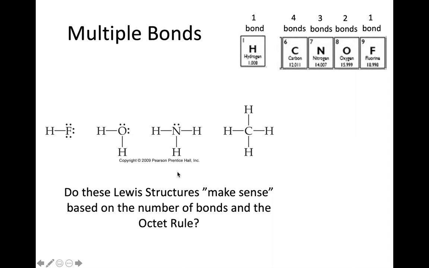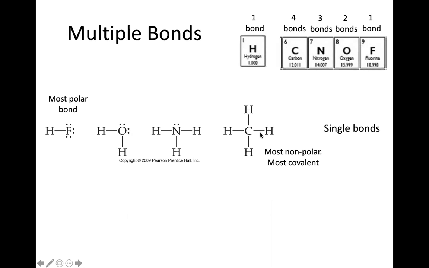If I look at each of these, they are all consistent. They all make sense with this simple pattern here for how many bonds I would expect. In each of these cases, I see hydrogen forming 1. In each of these, I see the oxygen forming 2, nitrogen forming 3, carbon forming 4. This idea here of just a single line, those are representing single bonds.